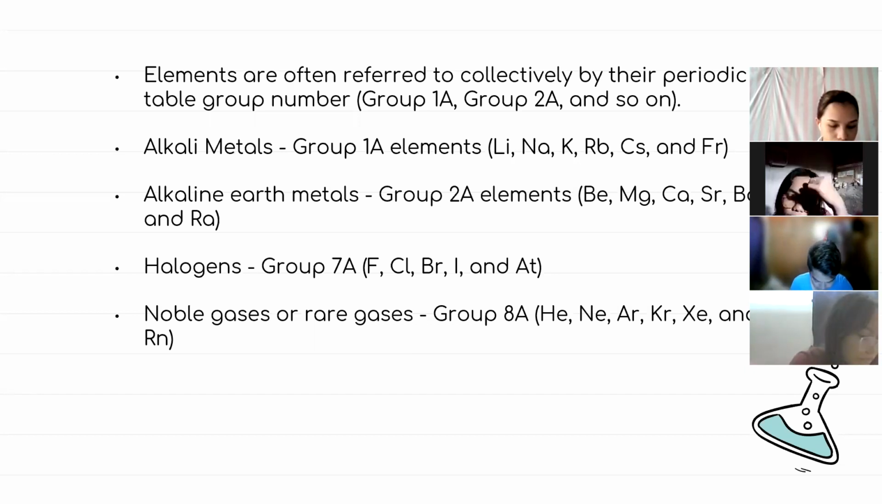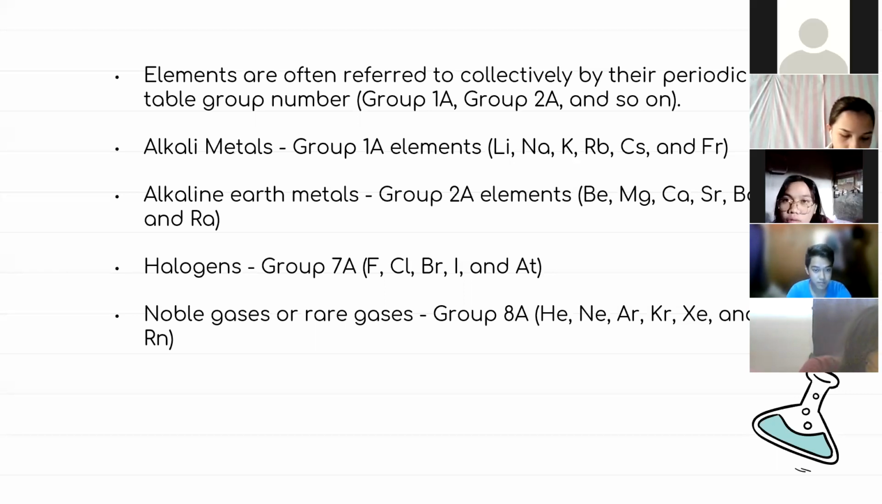Then Group 6A. What is Group 6A called? Chalcogen group, ma'am. I jumped to 6A. Chalcogen, that's the group of oxygen. But Group 5A, what is it called? Nitrogen group, ma'am.